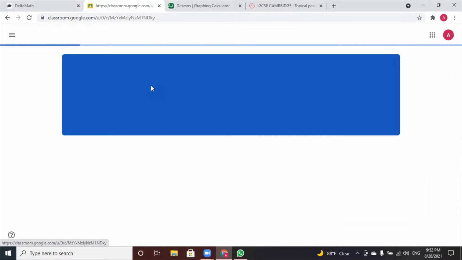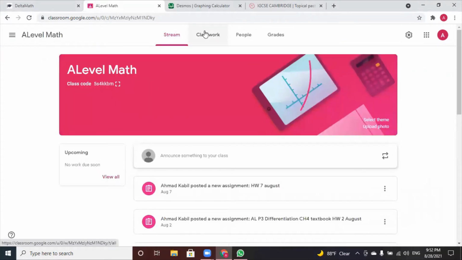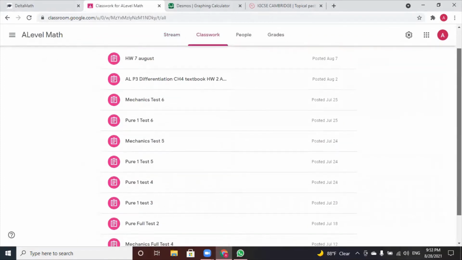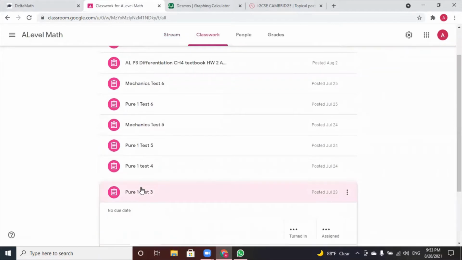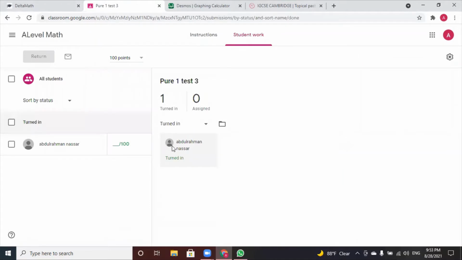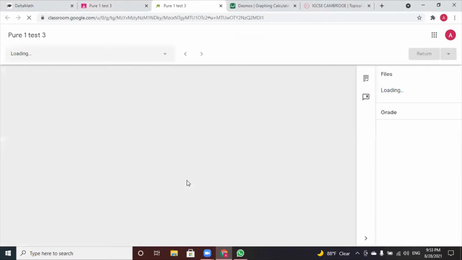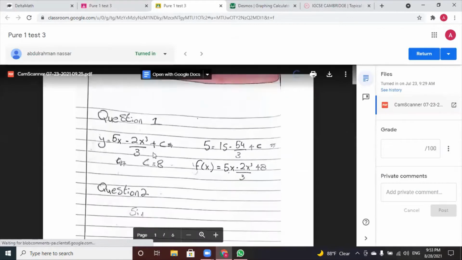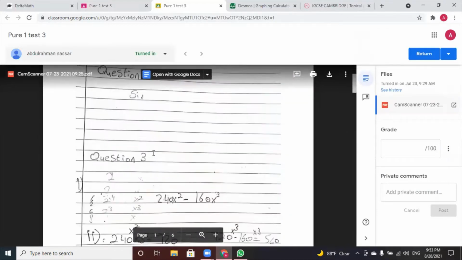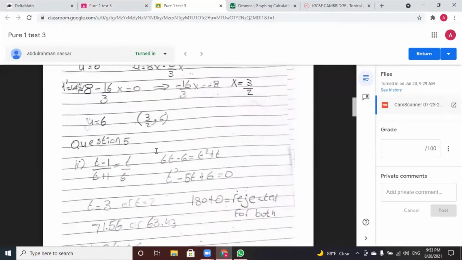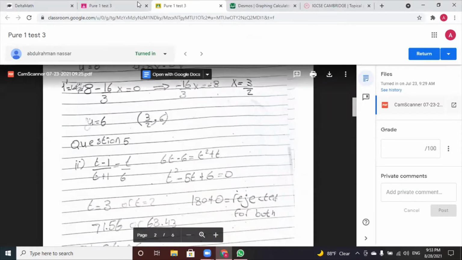This is my A-level math class. Here is the classwork. This is an existing class. And for example, this was an assignment which a student turned in. So I can actually take a look at Abdurrahman's work by opening this document which he uploaded on Google Classroom, and I can check his work and maybe provide feedback on what he did. So this is of course a very important tool, and it allows me to communicate with my students quite well.